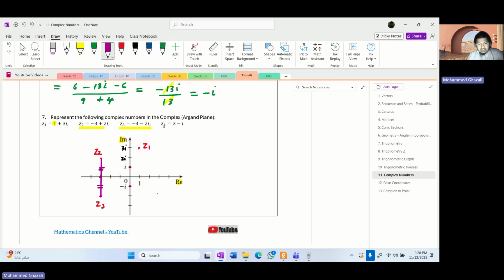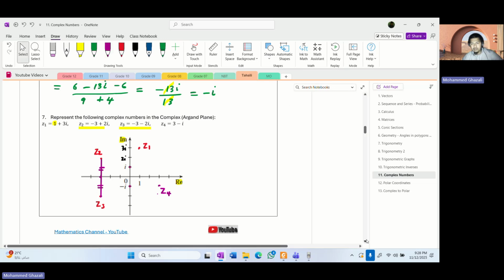Next one, what is Z4? 3 minus i. So 3 is here, negative i is down. So this is the location of the point Z4. Pretty simple, right? Let's move on.